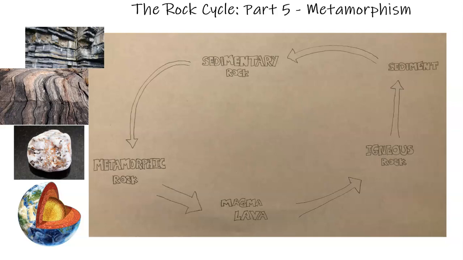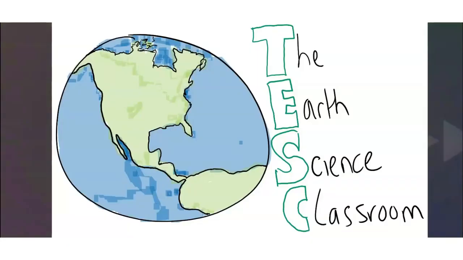This is part 5 of the rock cycle playlist, where I go through each part of the rock cycle and explain the processes and the physical, chemical, and state of matter changes. And this one is all about metamorphism and the process right here, this arrow, of taking sedimentary rock and transforming it into metamorphic rock.